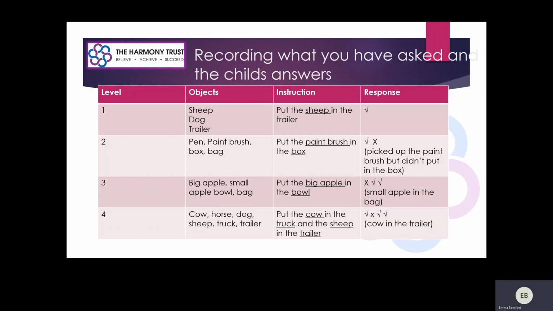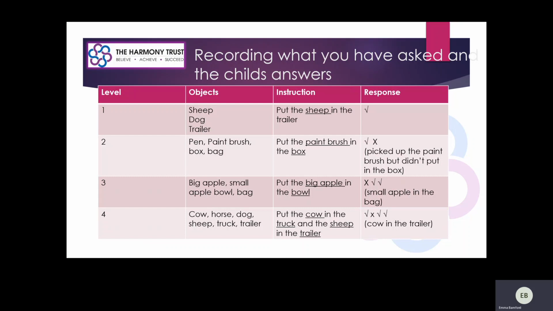And then in our response box, when we've asked the instruction and the child has correctly responded, we are simply going to tick. When you come to have a look at this table, or however graph or Word document or notebook, however you're keeping your records, you'll know that the child was able to answer that level 1 information carrying word instruction. If the child is at level 2, the objects you might have are a pen, a paintbrush, a box and a bag. And the instruction might be put the paintbrush in the box.